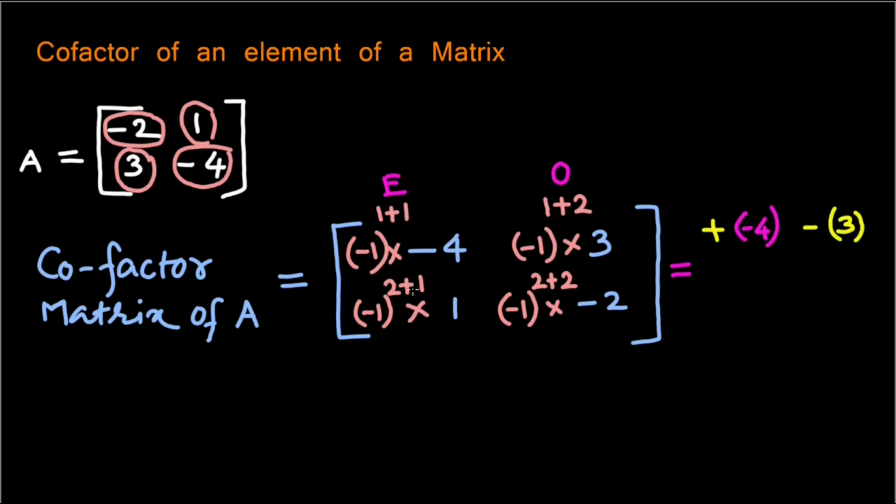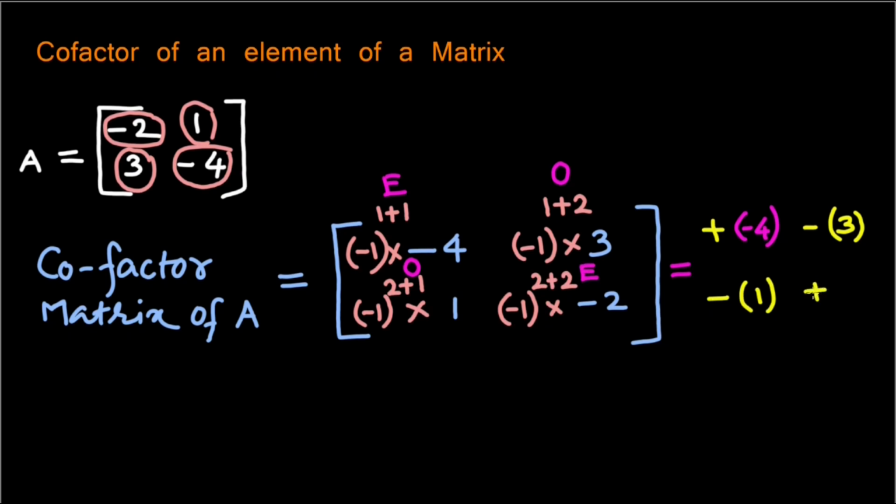Next, 2 plus 1 is 3. 3 is an odd number. Odd power of minus 1 is minus 1. So it will be minus of this 1. And finally, 2 plus 2 is 4. 4 is an even number, and even power of minus 1 is plus 1.